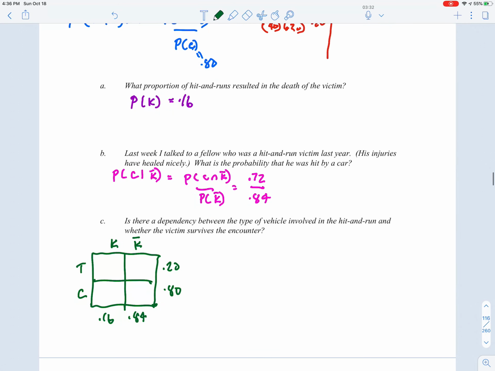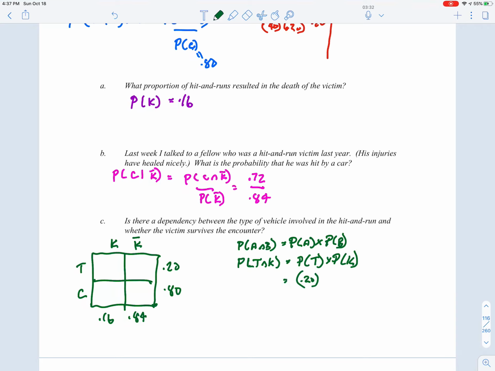So I didn't put in any of the inside cells. Now all we do is we are using this here. The probability of A and B, if they're independent, is equal to the probability of A times the probability of B. Or, for instance, for that first cell in the upper left, we have probability of T and K. If they're independent, should be equal to the probability of T times the probability of K.